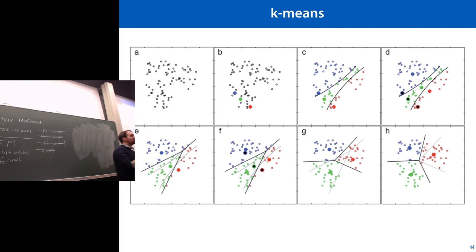And then we recompute the means from these colored points. So we take the mean of all the blue points, the mean of all the green points, and the mean of all the red points. So we get some new means, and then we iterate. We recolor the points, we recompute the means, recolor the points, and so on, and we see that it converges to a local optimum, but it converges to quite a nice clustering of our data.